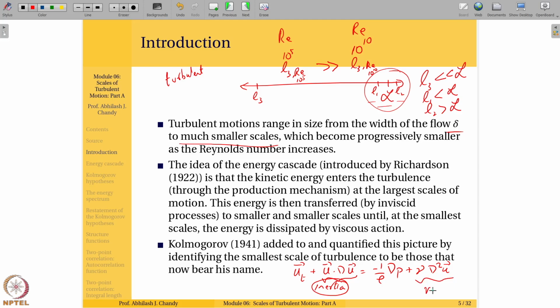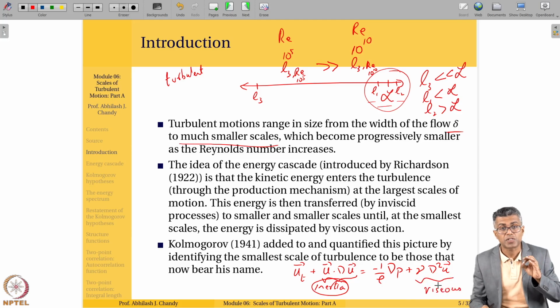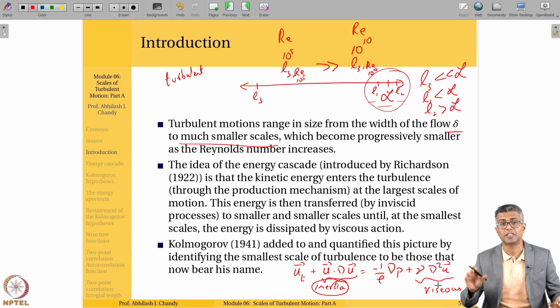And this viscous term only becomes dominant at the smallest scales, where it completely takes over and dissipates the energy that is existing at the smaller scales into heat.